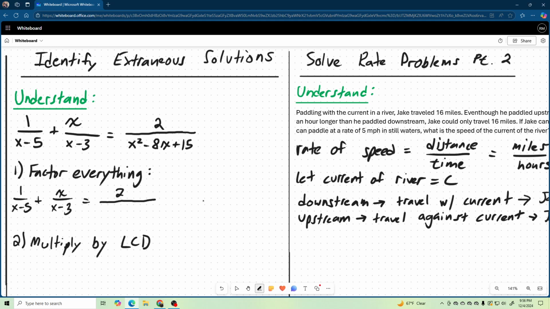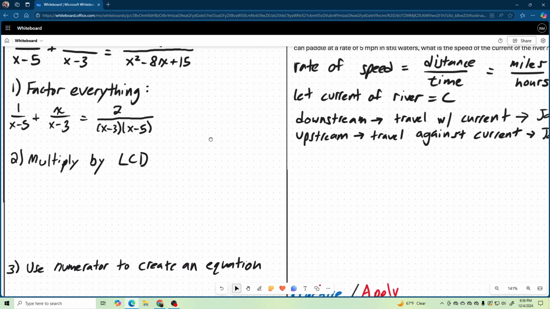All right. So x squared minus 8x plus 15. What can we use that multiplies to get 15 and adds together to equal -8? Well, -3 and -5 would do the trick, right? So let's do it. x minus 3, x minus 5. All right, so now we've factored everything. Now multiply by the LCD.